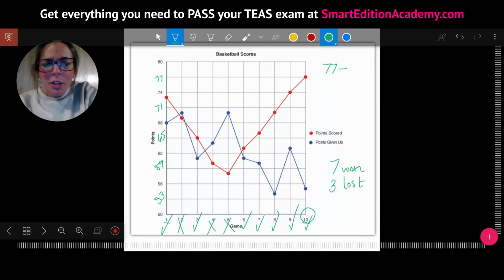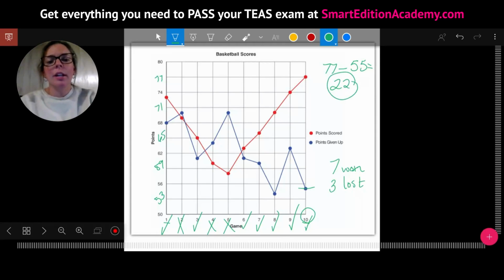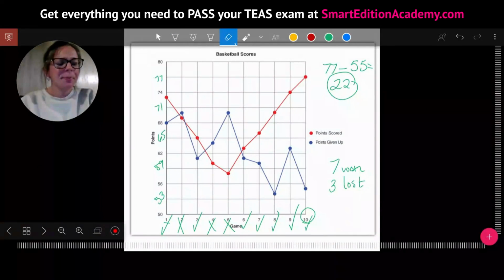And how many points did their opponents score? Well, 53 to 56. It's like 2/3 of the way up. So this would be 54, 55. So 77 minus 55 would be a difference of 22 points. So their largest win was a difference of 22 points.